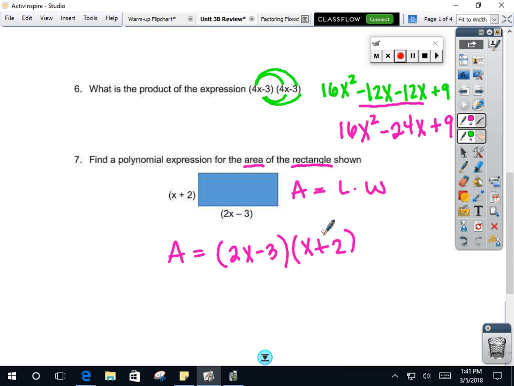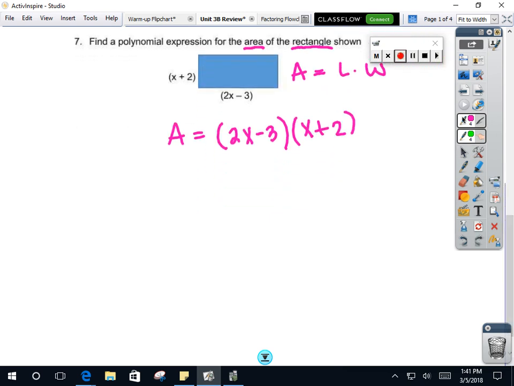Would it have been okay had I written the width first, then the length? Yes, because multiplication is commutative. You can multiply in any order. Now how do we actually multiply these?